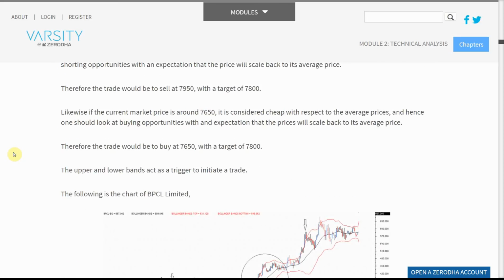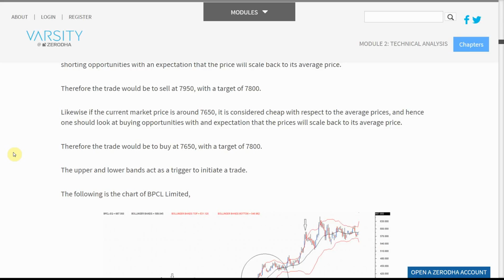Likewise, if the current market price is around 7,650, it is considered cheap with respect to the average prices, and hence one should look at buying opportunities with an expectation that the prices will scale back to its average price. Therefore, the trade would be to buy at 7,650 with a target of 7,800. The upper and lower bands act as a trigger to initiate a trade.